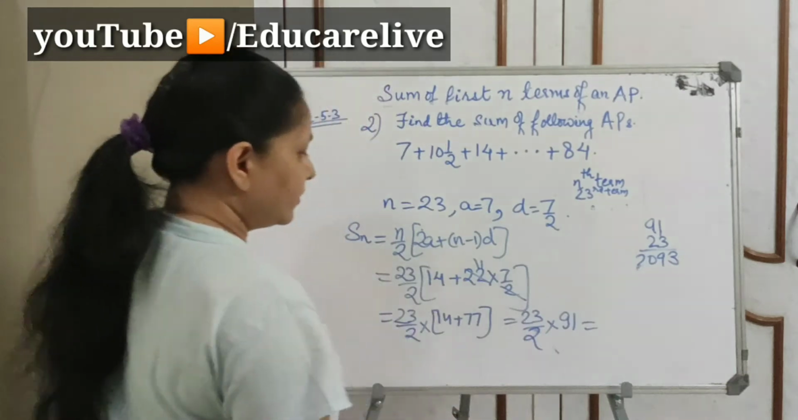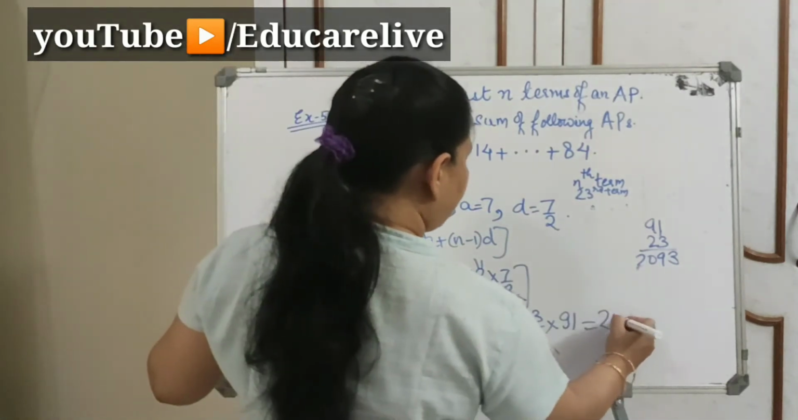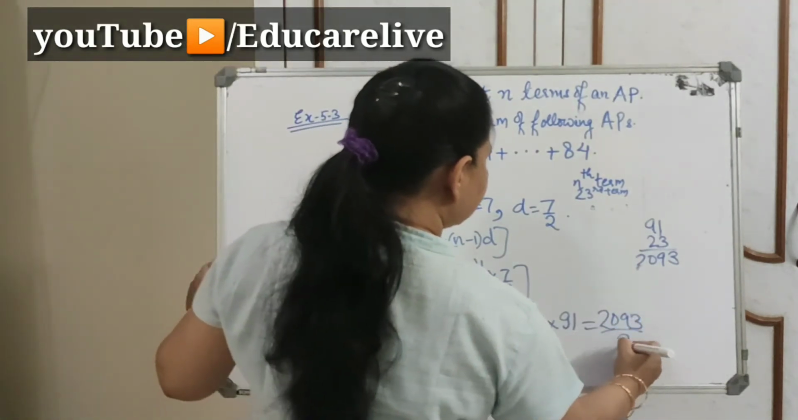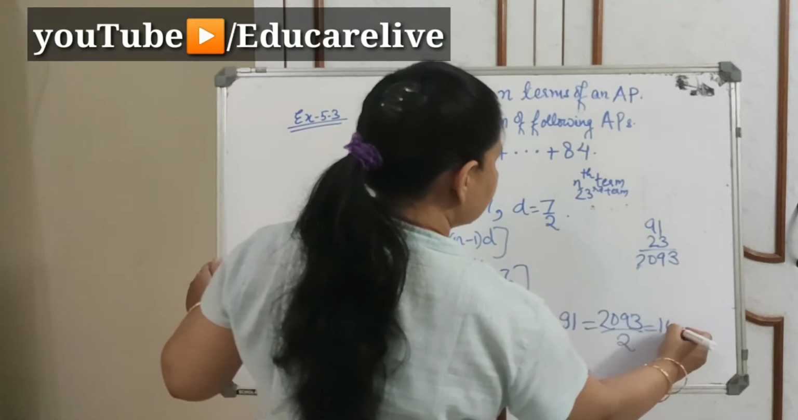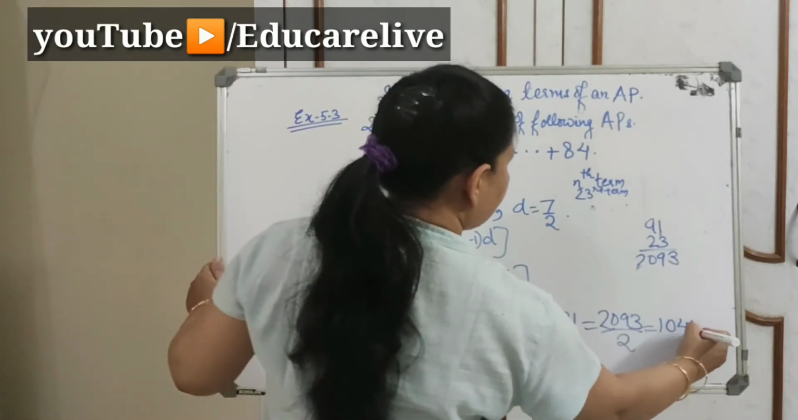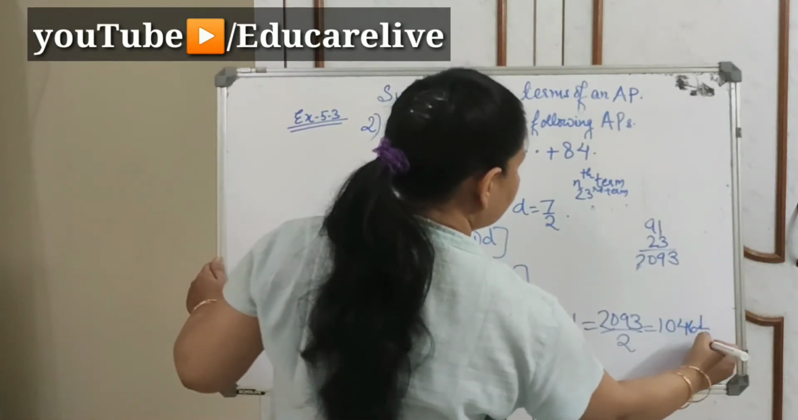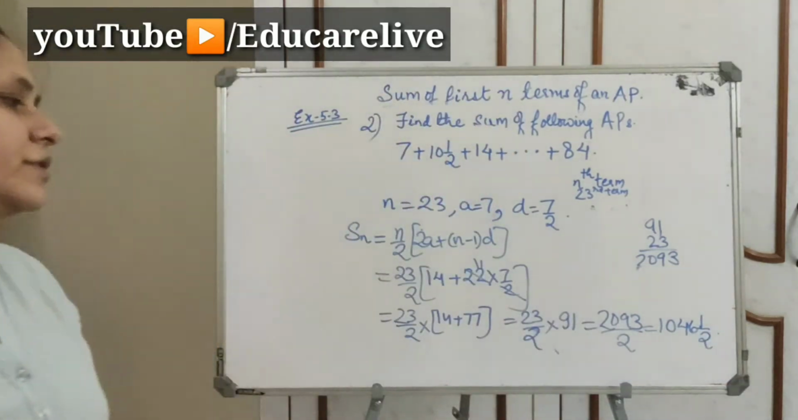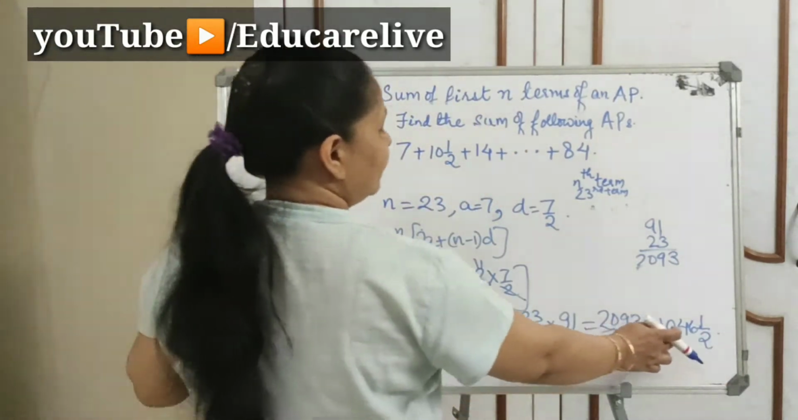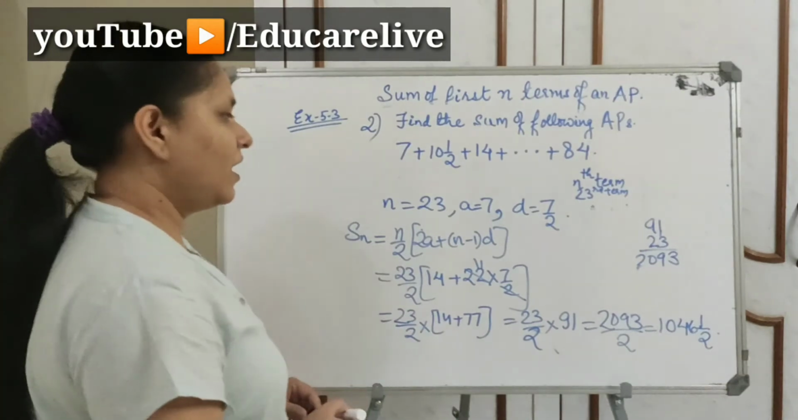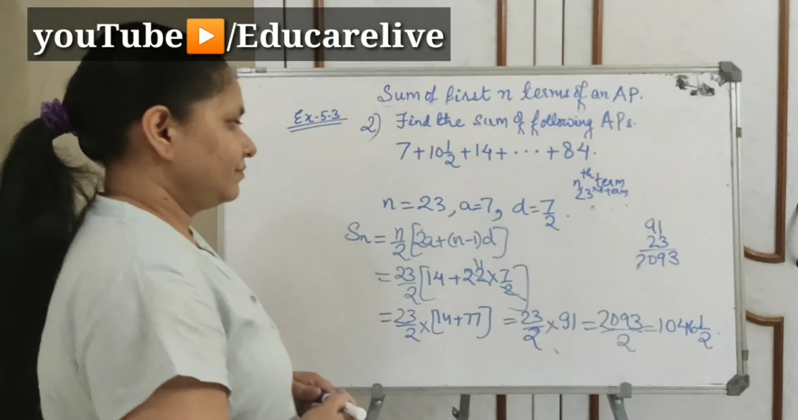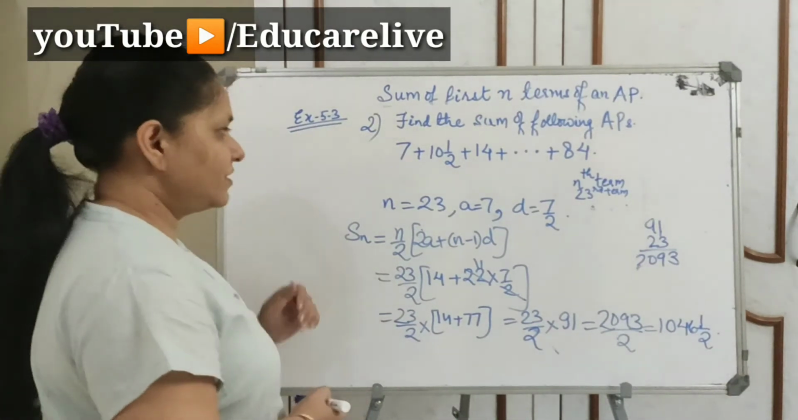So it will be 2093. Now let's divide it by 2. 1046 and a half. So the answer is 1046 and a half. Take a screenshot of this.